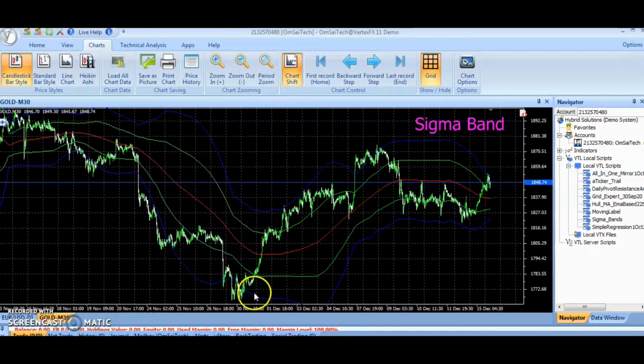Hence, 68% of the time, the closing price tends to be within 1 sigma standard deviation bands, marked by the upper and lower green bands. Furthermore, 95.4% of the time, the closing price tends to be between the 2 sigma bands identified by the upper and lower blue bands.